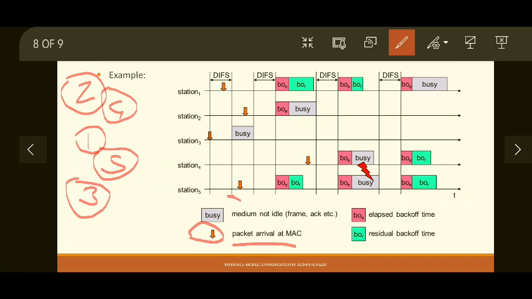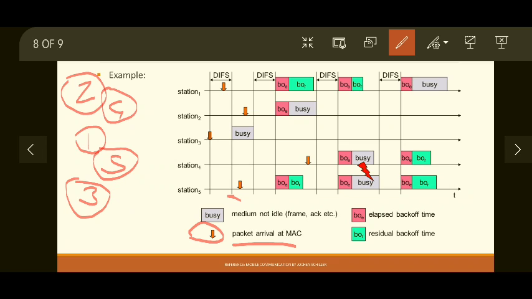Now this is packet arrival at each station. These are different packets, and each one wants to transmit data. 5 stations want to transmit data, but the packets become available for transmission at different times. Station 3 is first ready for transmission of a packet. So what happens now? Let's see.